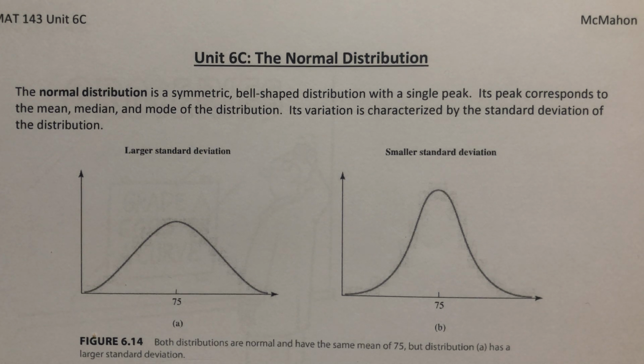Okay. The deviation can be different. It can have a large deviation or a small deviation. Okay. But it's either way with both A and B. It needs to have one peak, symmetric, and the mean, the median, and the mode all have to be the same.